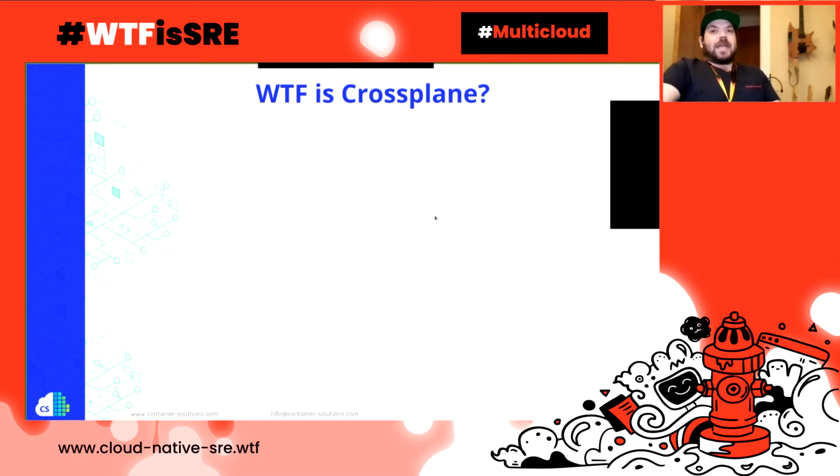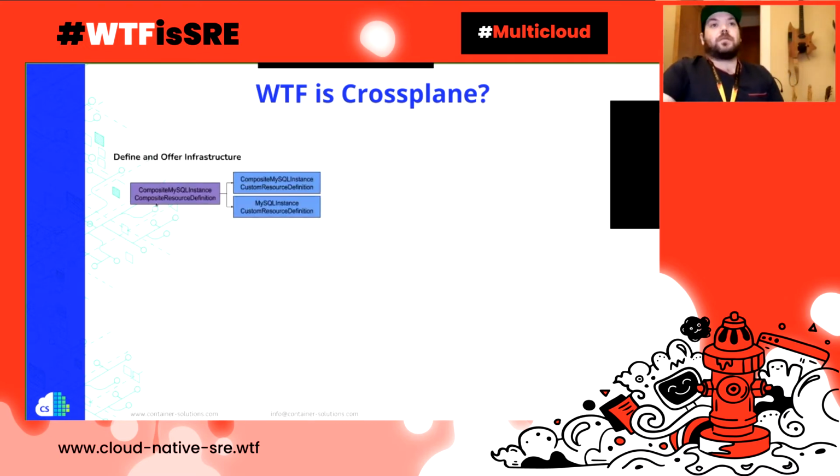So how does it work? Fair warning, this diagram that's about to come up gets a little bit complicated, but we're going to dive into an example afterwards that should make it all clear. So if you have questions, please do post them in the chat, but maybe hold your questions until after the demo. So the first step to working with Crossplane is creating a composite resource definition.